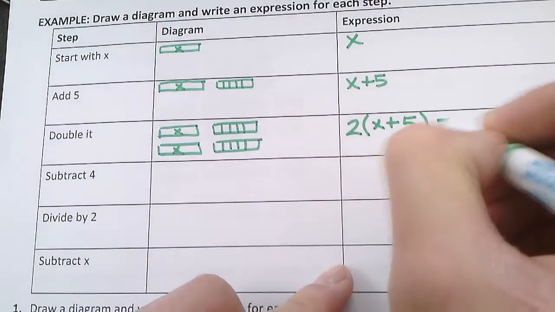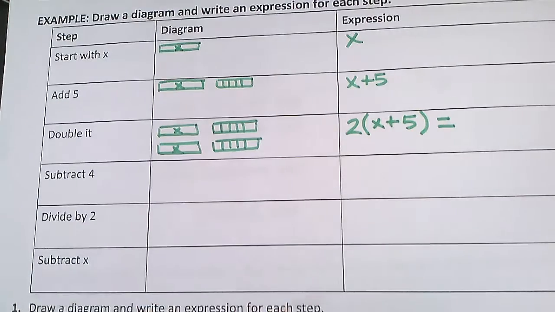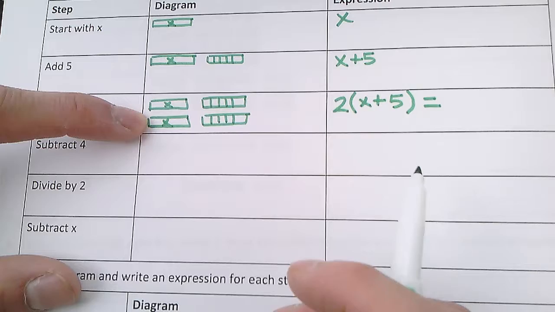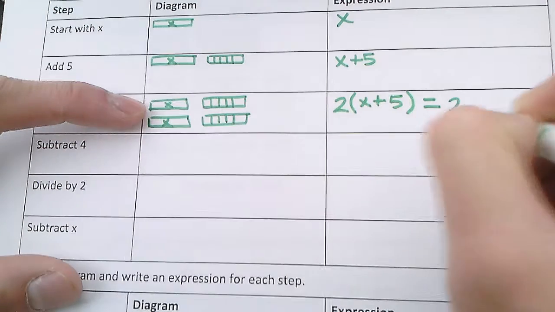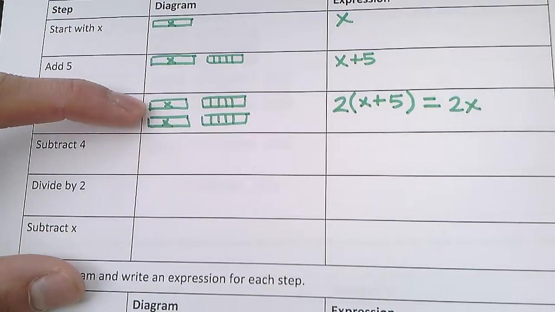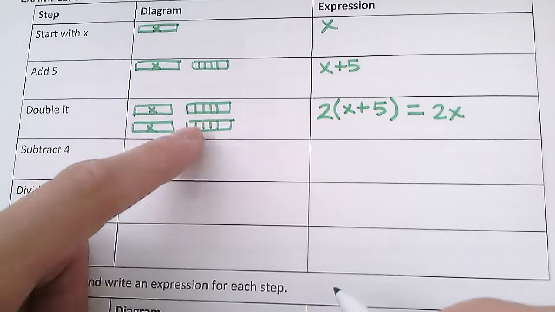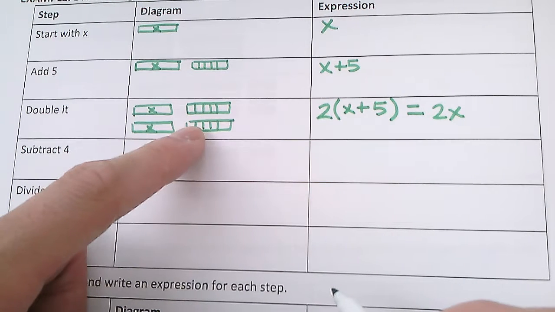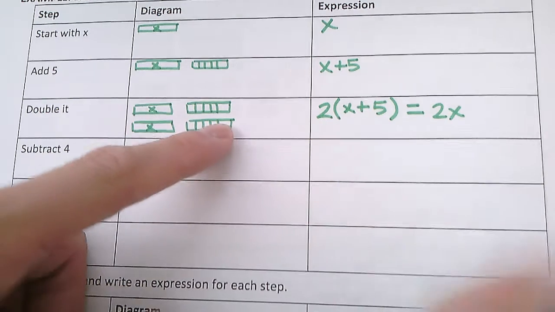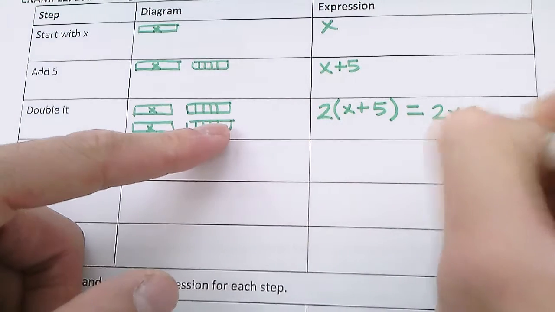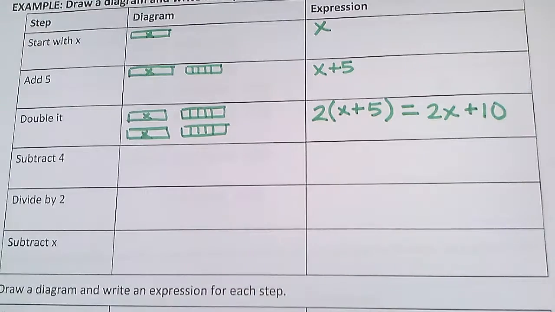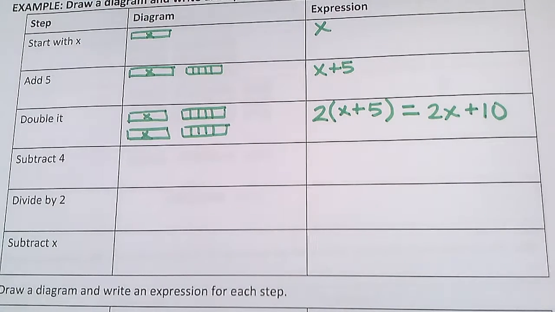And all of this, after we double it, equals, right, I can check my diagram now. How many x's do I have? I have 2 x's. Right, and then, how many ones do I have? 1, 2, 3, 4, 5, 6, 7, 8, 9, 10. I have a total of 10 ones. So we doubled it, and now I have 2x plus 10. Okay, now that's done.